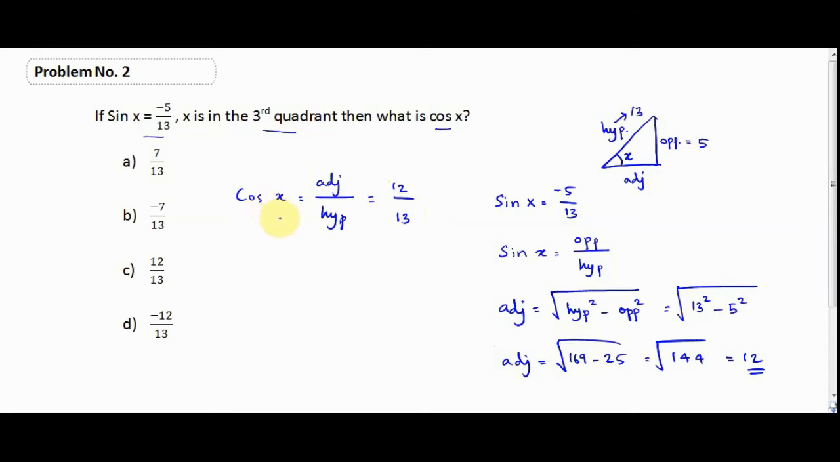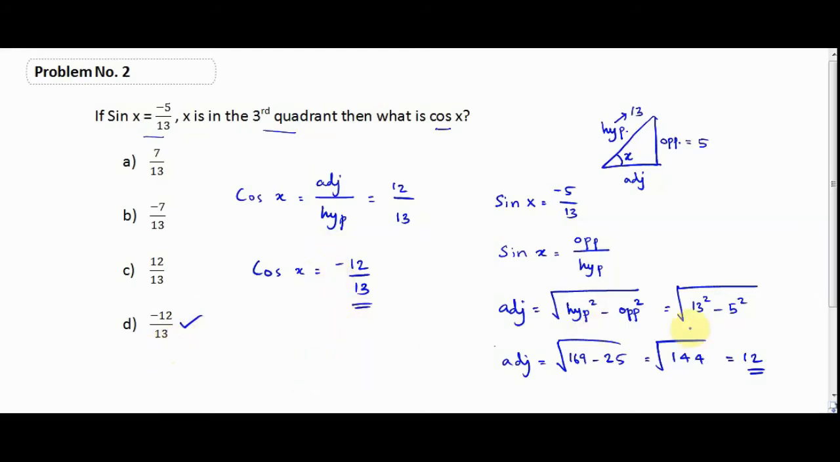Now the sign of this value, whether it is positive or negative, depends upon the quadrant in which x falls. So x is coming in the third quadrant. We know that in the third quadrant cosine values are negative. Therefore, here the right answer will be cos x equal to minus 12 by 13, and that is given by option D. So option D gives the right answer, which is minus 12 by 13.